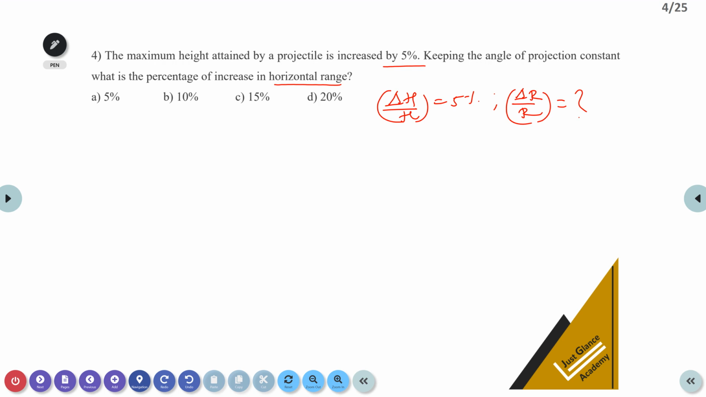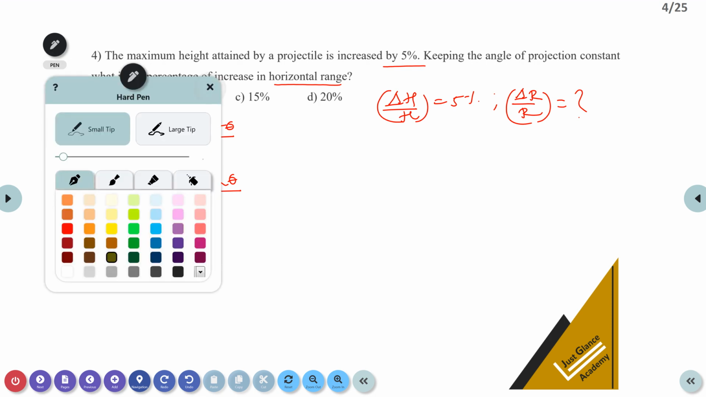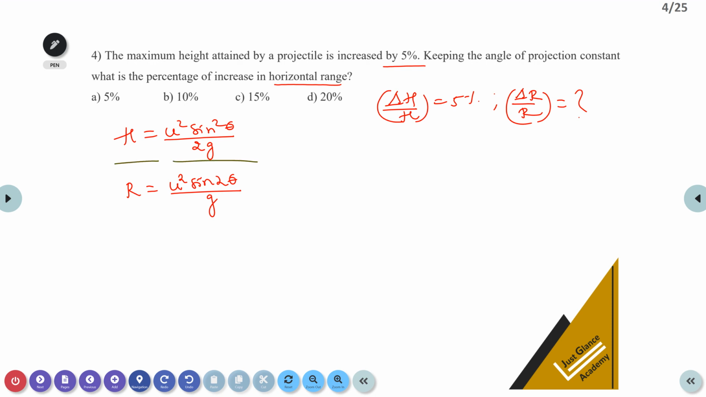Here in this case, we should correlate the relation between horizontal range and vertical height. We know that h equal to, what is the formula? u square sin square theta divided by 2g. Then r equal to u square sin 2 theta divided by g. Now I will divide these two equations. Then what will you get here?